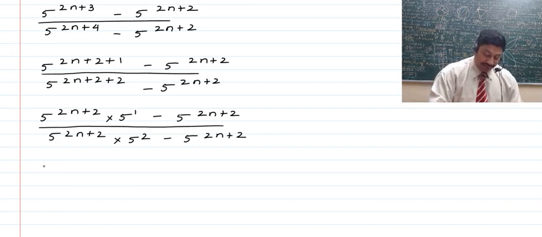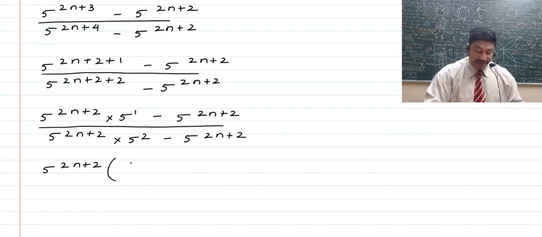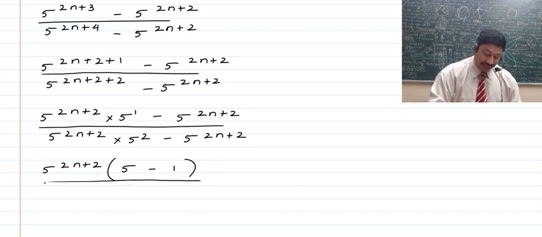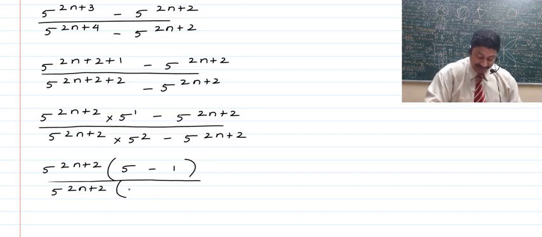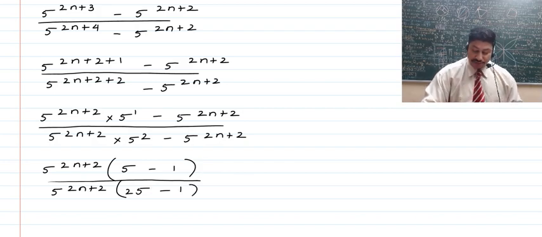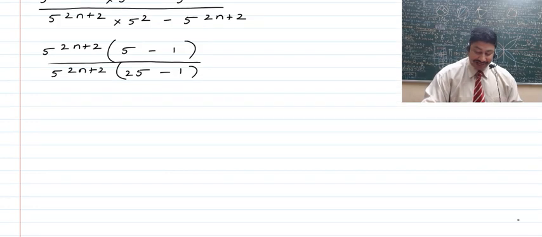Now children, here we get to see that we can take 5 raised to the power 2n plus 2, which is exactly the same number, common in the numerator. So here we will have 5 raised to the power 1, that is 5, and from that 1 is going to be subtracted because 5 raised to the power 2n plus 2 has already been taken outside. Next, in the denominator, again we can take 5 raised to the power 2n plus 2 common outside, then we'll be left with 5 square, that is 25, and in the second term nothing is going to be left, so we will just write the multiplicative identity, that is 1.